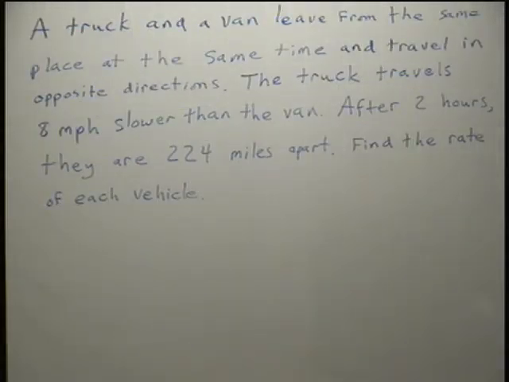A truck and a van leave from the same place at the same time and travel in opposite directions. The truck travels 8 miles per hour slower than the van. After 2 hours, they are 224 miles apart. Find the rate of each vehicle.